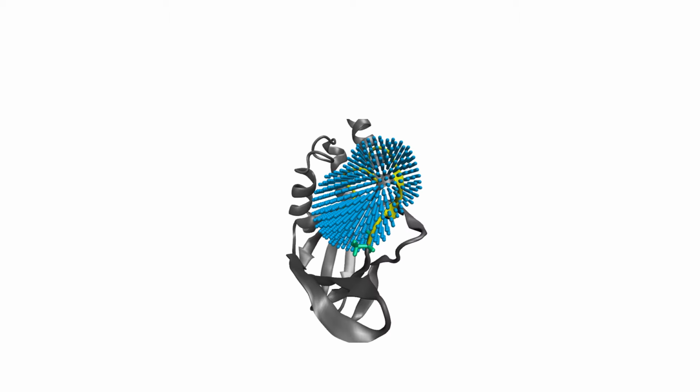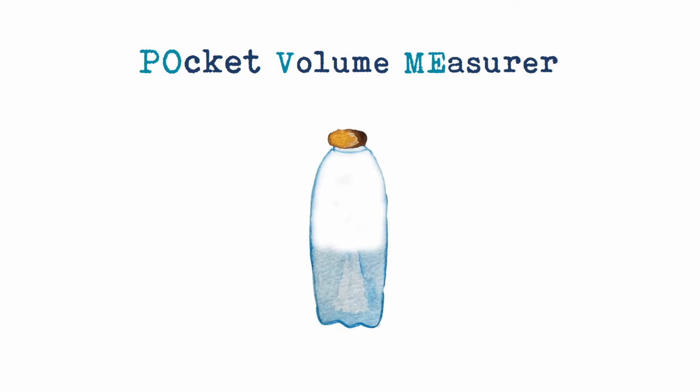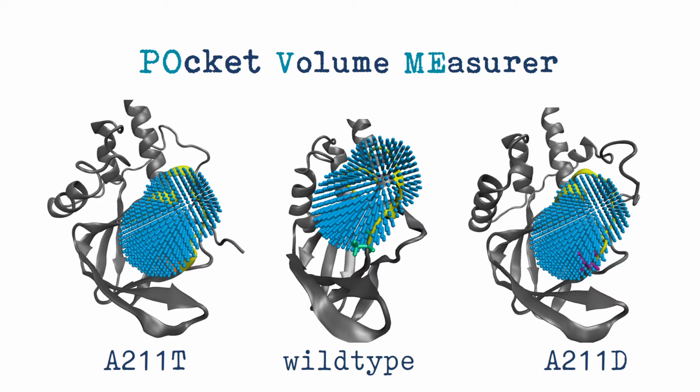I used a Python package called PyVOL, which fills the pocket with small equidistant spheres to measure the volume, similar to filling a container with water. I then contrasted each value found to find how much the mutations affected the volume of the binding pocket.